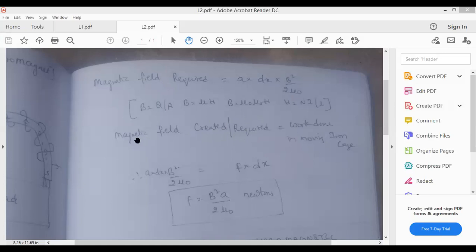Magnetic field required means how much magnetic field I require, that much I have to create. Magnetic field created or required is equal to work done in moving the iron cage. How much magnetic energy I am creating, that magnetic energy has to move that iron cage. Yes or no? Anyone tell me the formula for work done? Work done is F into dx, force into change in the distance, which is equal to the magnetic field created. It should be able to move that particular object, so we equate both the values here.